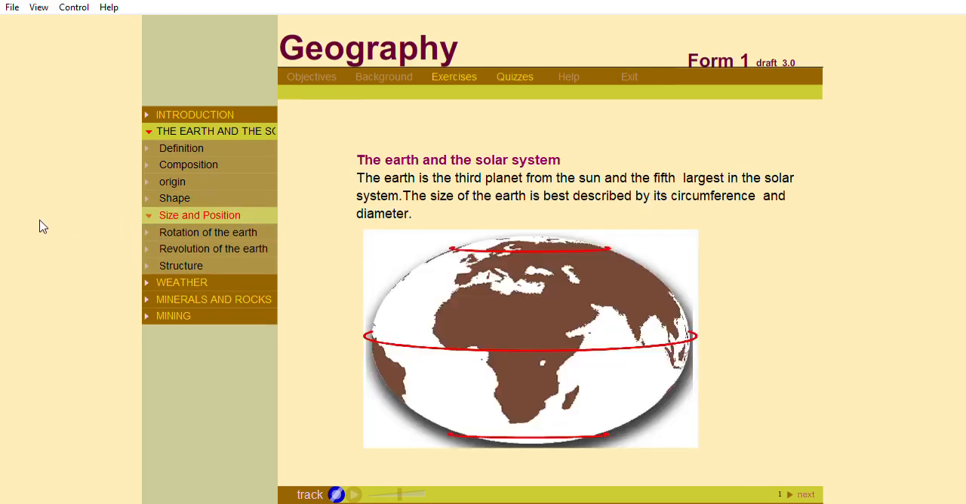The size of the Earth. The Earth is the third planet from the Sun and the fifth largest in the solar system. The size of the Earth is best described by its circumference and diameter. Equatorial circumference: 40,085 kilometers. Meridional circumference: 40,009 kilometers. Equatorial diameter: 12,762 kilometers. Polar diameter: 12,722 kilometers.